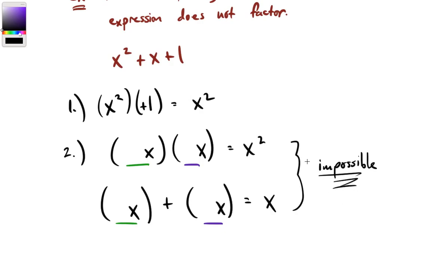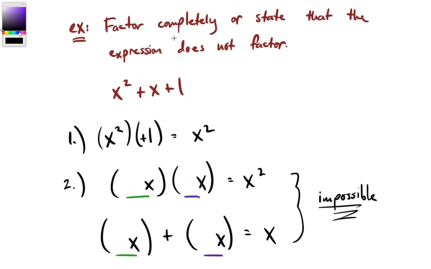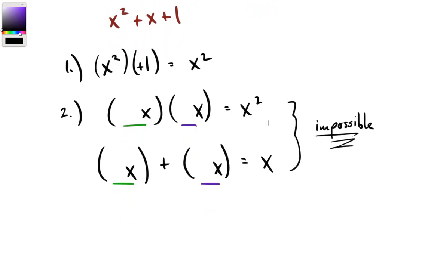which is exactly why the instructions say factor completely or state that it does not factor. So this is what it looks like when it doesn't factor. When you get to step 2, if you can't actually make these equations work, that means that this thing can't be factored. Okay, so you would just say does not factor.